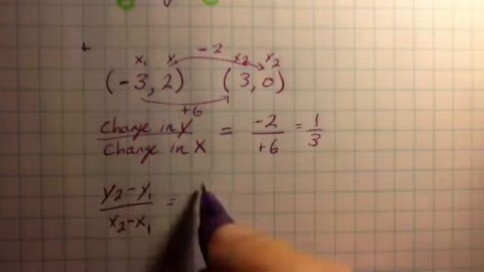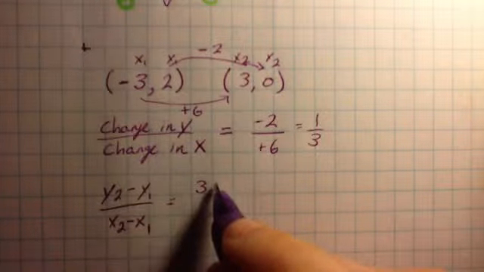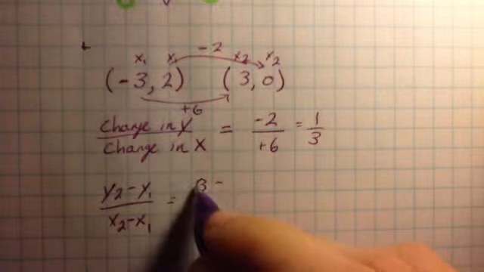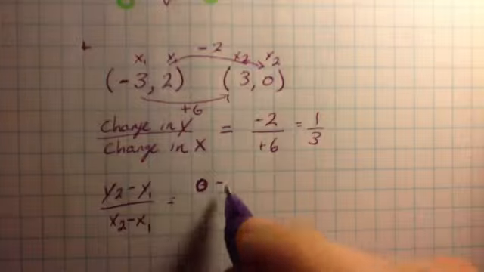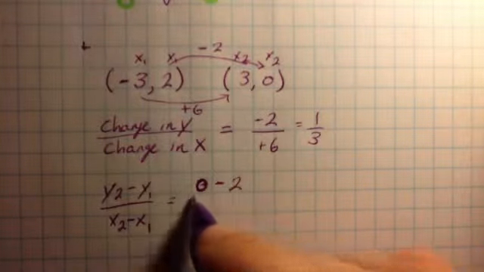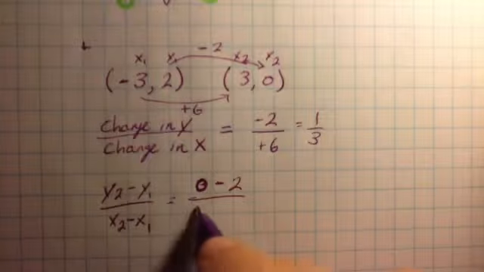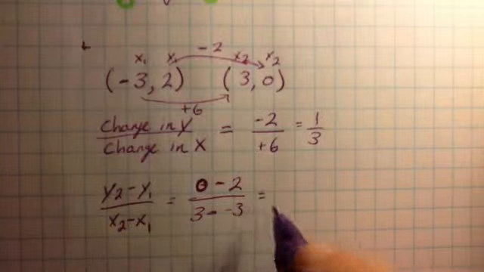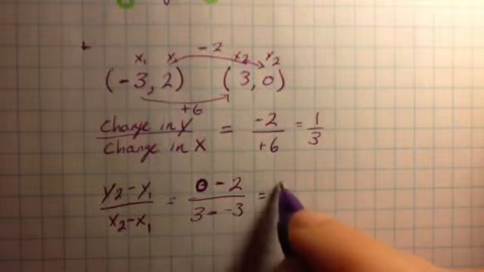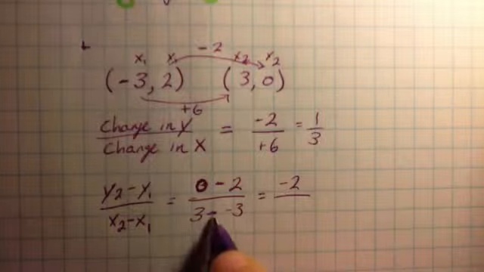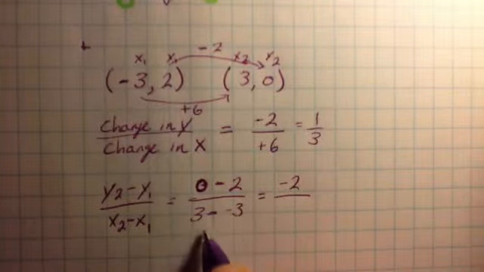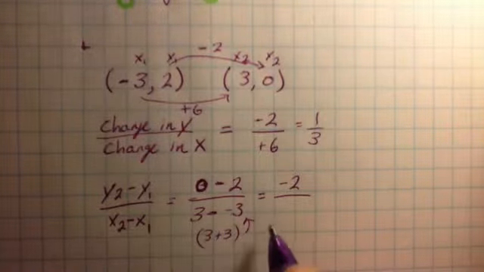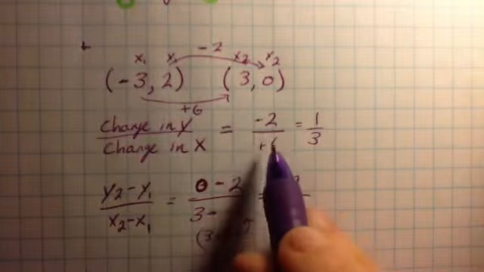Okay, so y2 is, I'm sorry, y2 is 0. Y1 is 2, so 0 minus 2, over x2 is 3 minus negative 3, which is my x1. Okay, so 0 minus 2, that's negative 2. 3 minus negative 3, well, if I'm subtracting a negative, that's the same thing as 3 plus 3. And so that's 6. And look, negative 2 over 6.